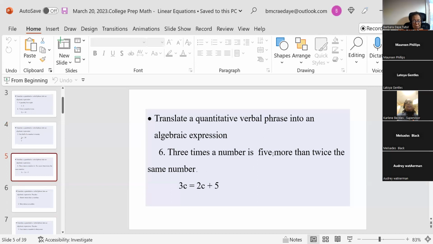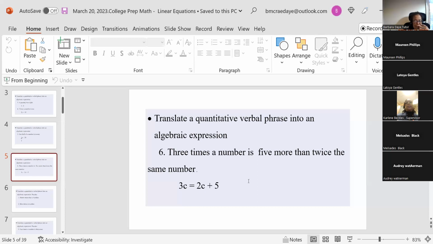3 times a number is 5 more than twice the same number. So 3 times a number, what operation is that, Maureen? Multiplication. We're calling the number C, right? So 3 times C is, there's our equal, 5 more than, that means we'll add 5, twice the same number. So if I use a C here, I've got to use a C here, right? Because it said the same number. So 3 times the number C equals 5 more, add 5 to twice the same number, 2C.